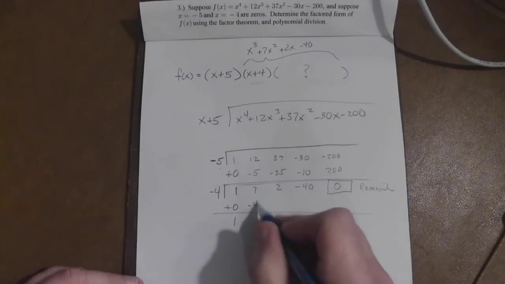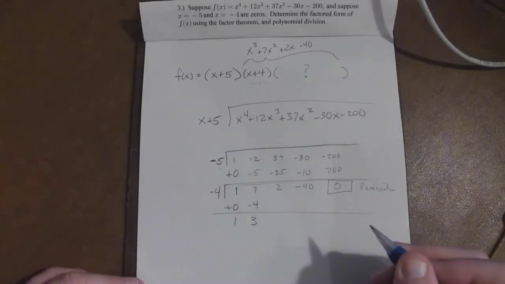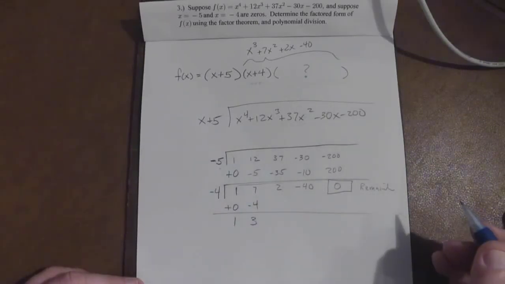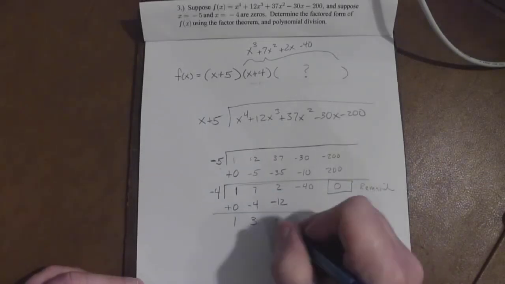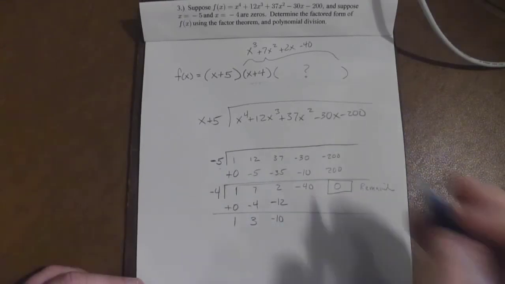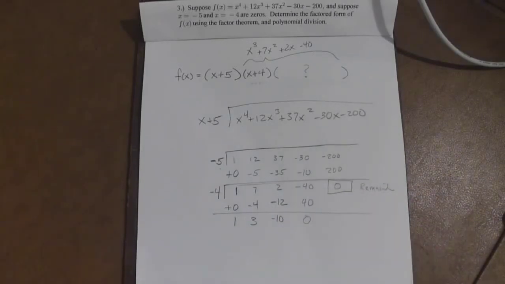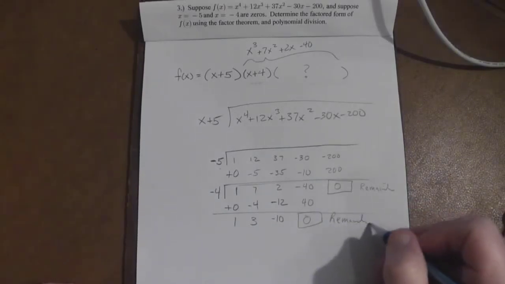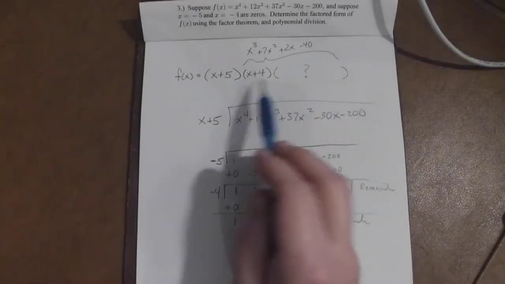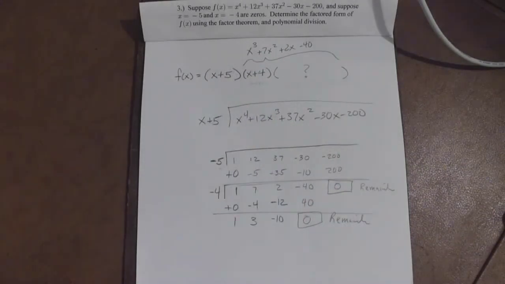I would add 0 to 1, that gives me 1. 1 times negative 4 is negative 4. Add vertically, 7 plus negative 4 is 3. Negative 4 times 3 is negative 12. 2 minus 12 is negative 10. Negative 4 times negative 10 is positive 40, and when we add vertically in this last column, we get the result of 0. Now again, this is going to be our remainder, and because we have a remainder of 0, x plus 4 must divide out from this depressed expression evenly, and it does.